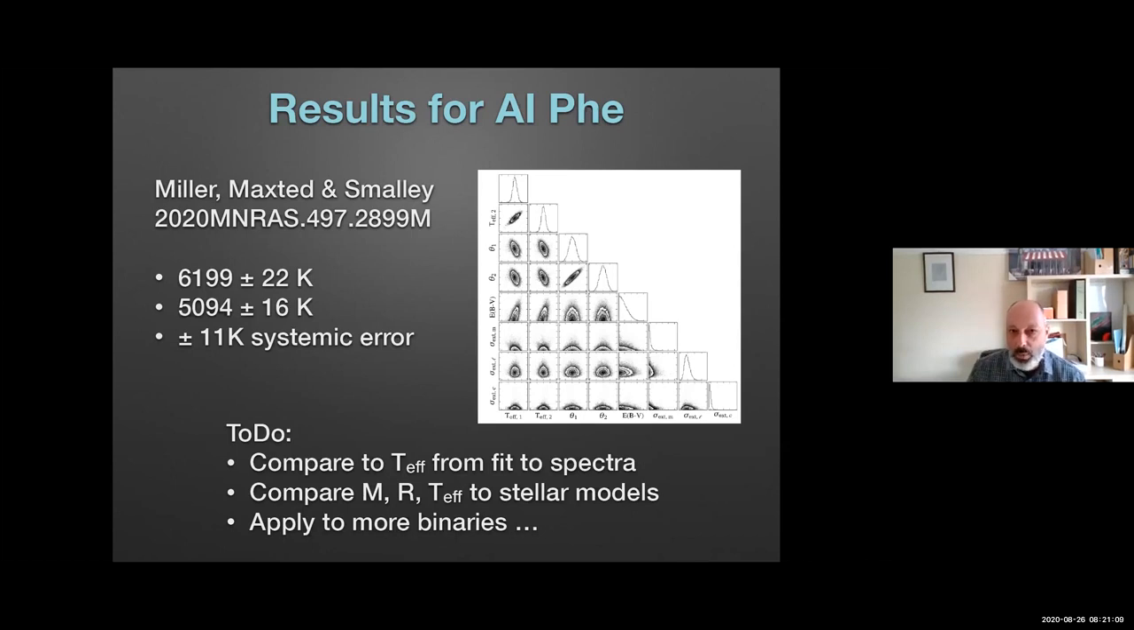Obviously, we'd like to compare these temperatures to what you get from fitting the spectra. So we have some observations scheduled with UVES coming up to observe the star in eclipse, so you can get some good spectra. And then we can go on, measure the metallicity and compare to models to see how well we can use that to constrain the stellar models. And obviously, we'd like to do this for more stars.